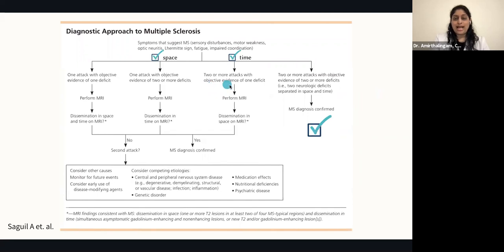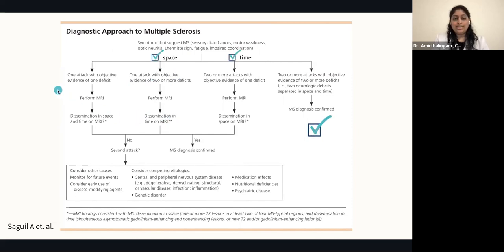If we have 2 or more attacks, we have satisfied the criteria for time. But if there's only 1 deficit, we have not satisfied the criteria for space. So in this case, we would need to perform the MRI to see if there's dissemination in space. On the contrary, when we have 1 attack with objective evidence of 2 or more deficits, we have satisfied the criteria for space, but not for time. So we would need to perform an MRI to see if there's dissemination in time.